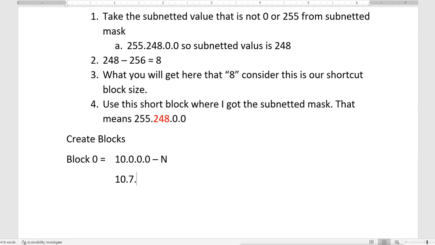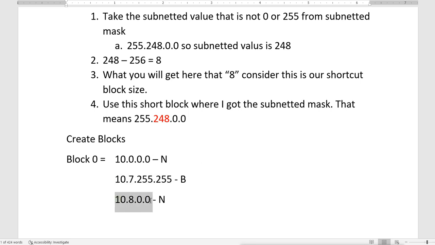Then the next IP will be what? 10.8.0.0. So this next block will start from here. But remember, from this 7 it cannot directly become 8. It will only become 8 when these two numbers become 255. You have to be careful with this, otherwise you will leave lots of IPs. That means when these two parts become 255, then this number will change. So after this number reaches 255, suddenly the next number will be 8 here.